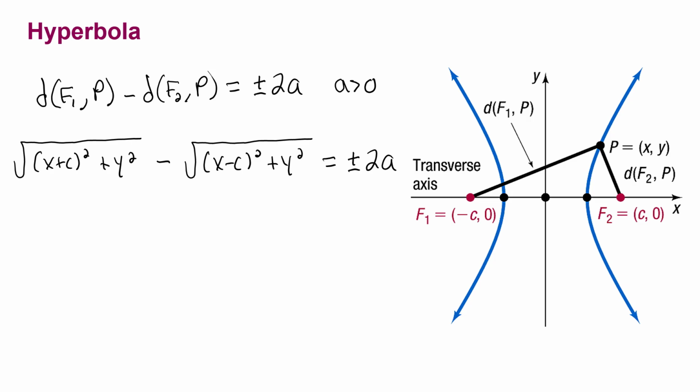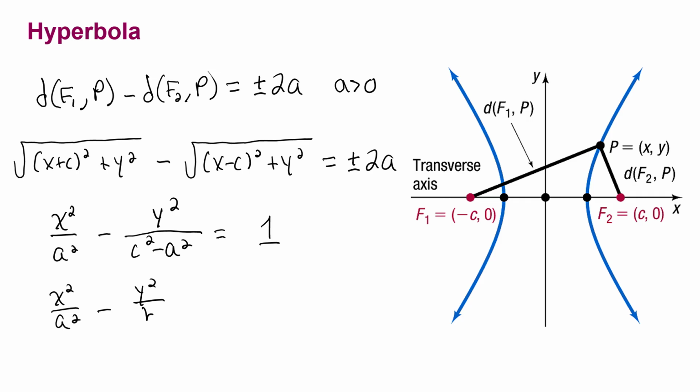So anyway, after some simplification, we can write the equation in the form x squared divided by a squared minus y squared divided by the quantity c squared minus a squared equal to 1. For simplicity, we write this equation as x squared divided by a squared minus y squared divided by b squared equals 1, where b squared is equal to c squared minus a squared.